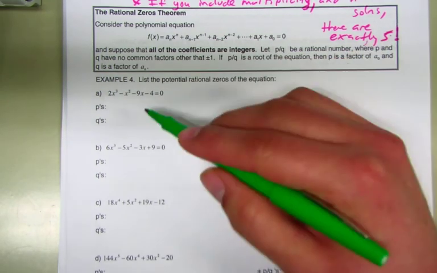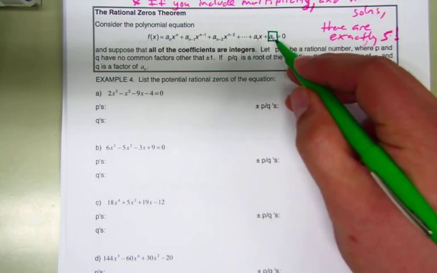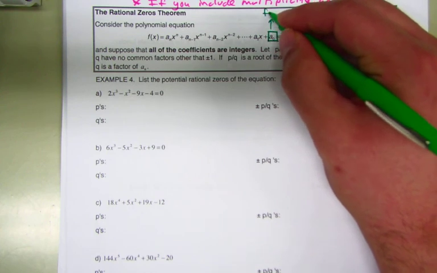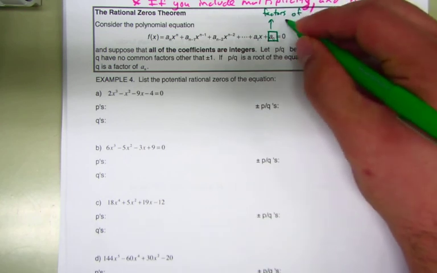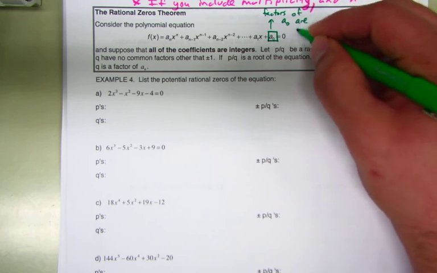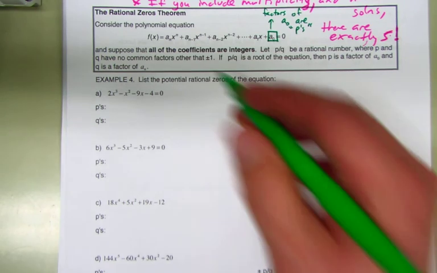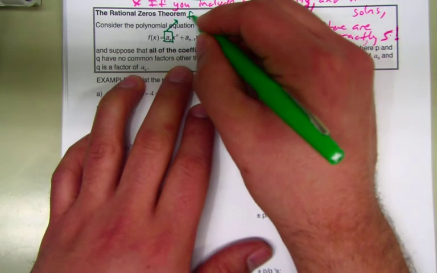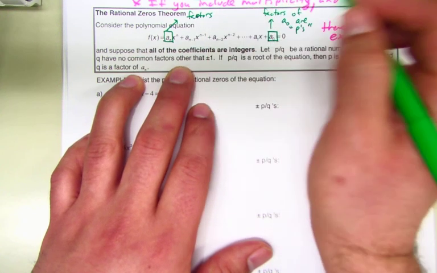I'll summarize it a little bit differently, but essentially, you look at the very last coefficient. That's where we start. Factors of this number are what we call the p's. Okay? The leading coefficient. The factors of the leading coefficient are what we call the q's.